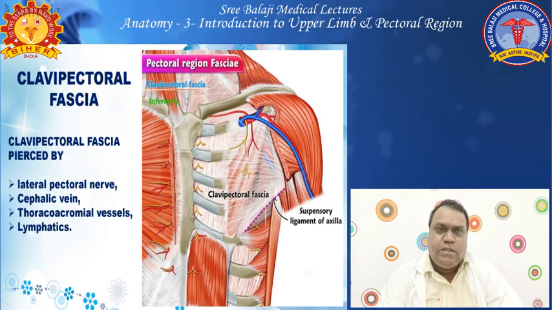These are the important things. You can go and read the introduction to the upper limb and the introduction to the pectoral region. These are the main things you should concentrate on.